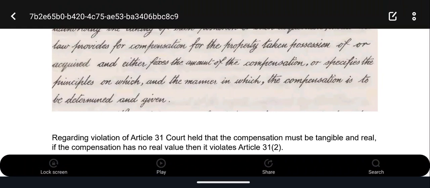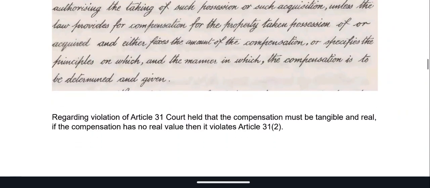As it is violating article 31, I am once again taking you back to article 13. As of now, our analysis is that article 19 is not violated, but article 14 and article 31 are violated. Why is it violating article 31? Proper compensation. Compensation in the sense of not namesake compensation.